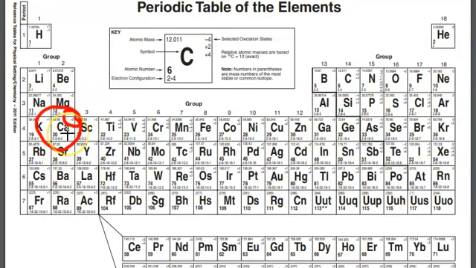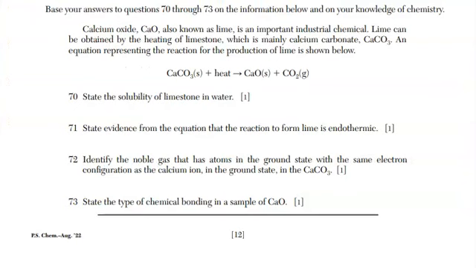Calcium will go from 20 electrons down to 18. So let's just move backwards. And that means calcium as an ion is going to have the same electron configuration as the noble gas argon. That is our answer for 72. You could write the name, you could write the symbol, you could write both. For 73, state the type of chemical bonding that we have in calcium oxide. Well, remember, you need to identify the atoms that make up the formula. Calcium's on the left-hand side, that's a metal. Oxygen is on the right-hand side, that's a nonmetal. So we have ionic bonding.